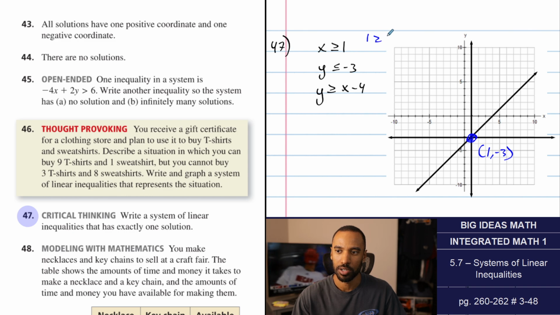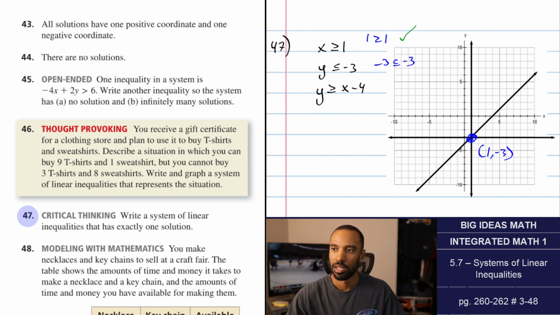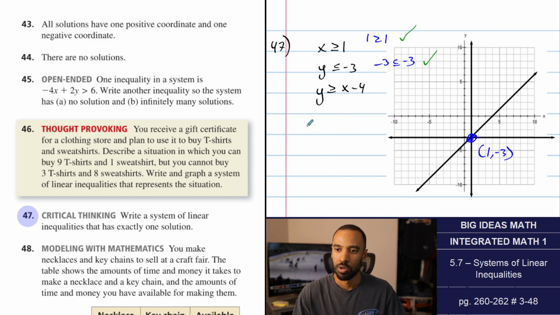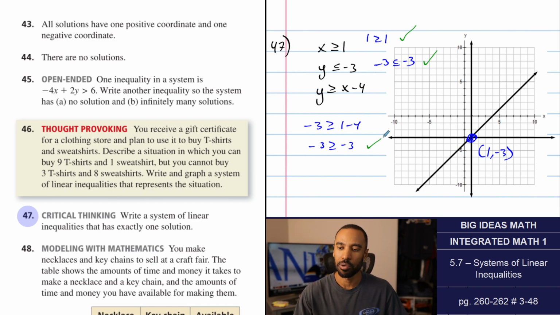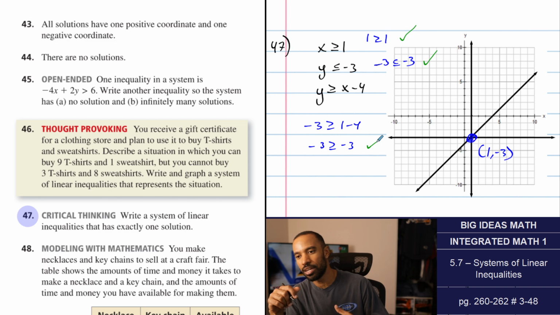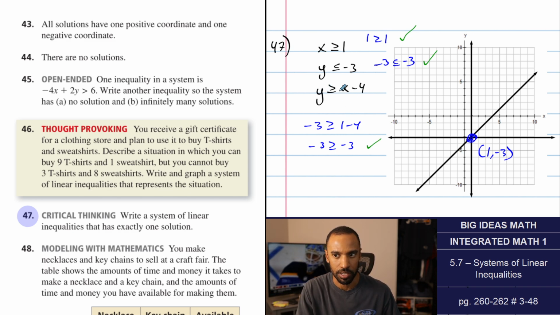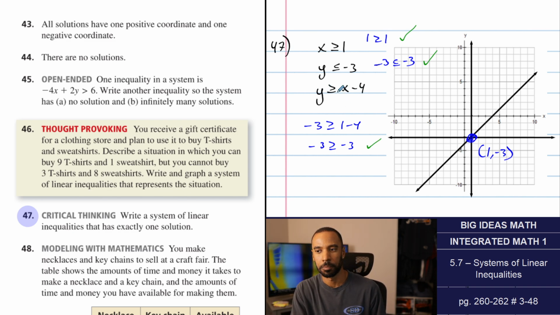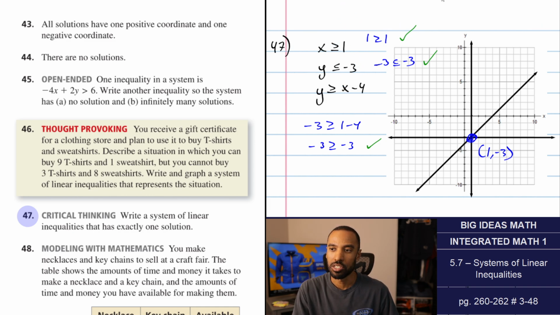Is 1 greater than or equal to 1? Yes. Is -3 less than or equal to -3? Yes. And is -3 greater than or equal to 1 minus 4? Yes. And that's the only set that would satisfy all 3. Once I hit 2, -3, it doesn't satisfy this one. Once I hit 0, 0, it doesn't satisfy either of these. So it's open-ended, but this is one that works here.